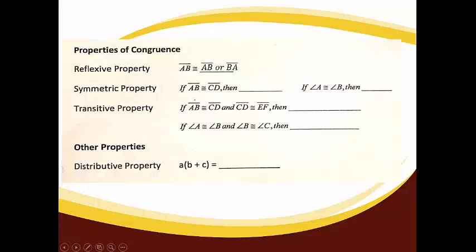If we look at the symmetric property, remember symmetric means that you are allowed to swap sides and it does not change anything. So if segment AB is congruent, or the same length, as segment CD, then I can say that segment CD is congruent to segment AB. So swap the signs. You have to remember congruent means same length, so it does symbolize an equal sign. The same thing if I have angle A is congruent to angle B, then I can swap those around and say angle B is congruent to angle A.